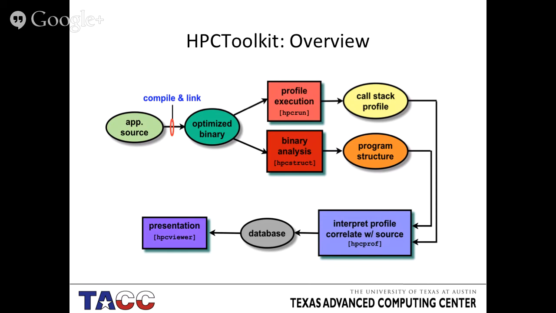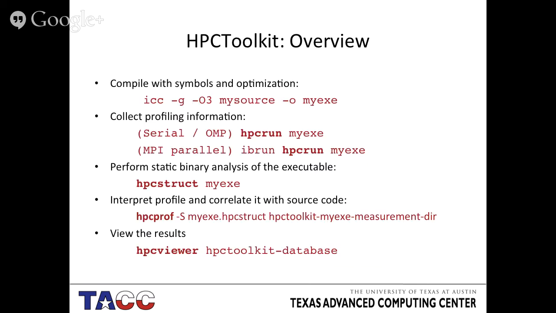This is the typical overview of HPCToolkit. But as I said, all you have to do is recompile with -g -O3, and then you use the hpcrun executable to run your code, or ibrun if it's in parallel. Okay. Once you've run your code, you can view the results by running hpcviewer on the HPCToolkit database that you created.